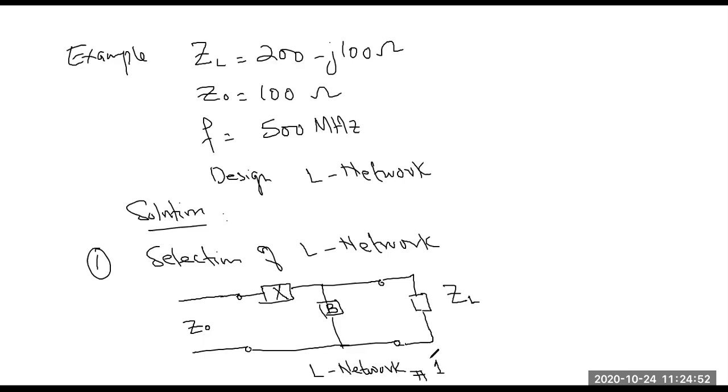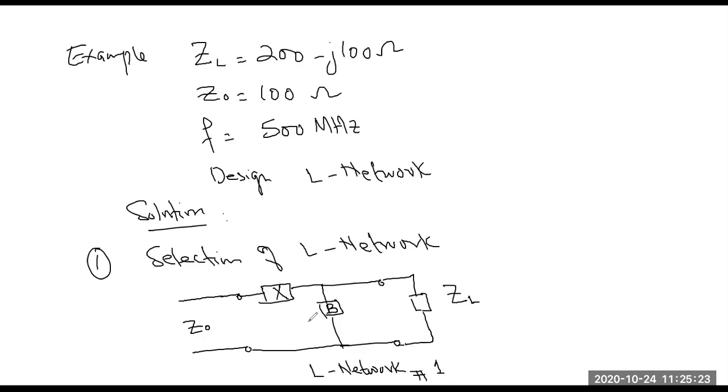But as I mentioned, this is not some kind of a universal name. You can call it L network number A, L network number B, or L network number X. There is no such rule that you will always call it L network number 1. I'm using this notation; I have devised this notation on my own. Now, the second task is to find out what X and B are.